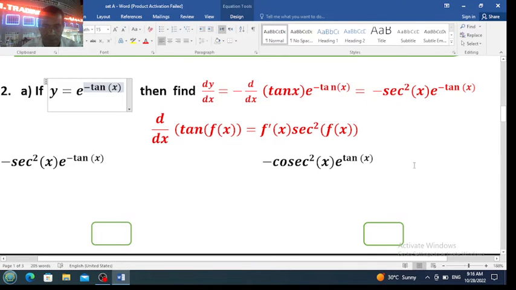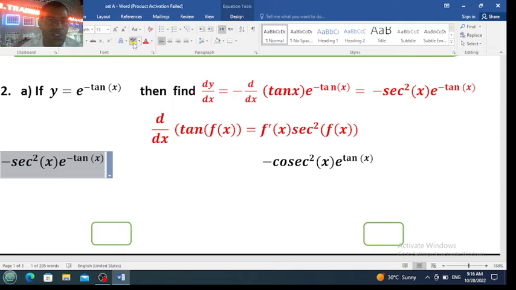Okay, therefore, learners, the correct answer is this one. If we suppose that the question will be like that, exponential of tangent of x, the answer is sec square of x times exponential of tangent of x. Clear, I think. Okay, now move to the next question.